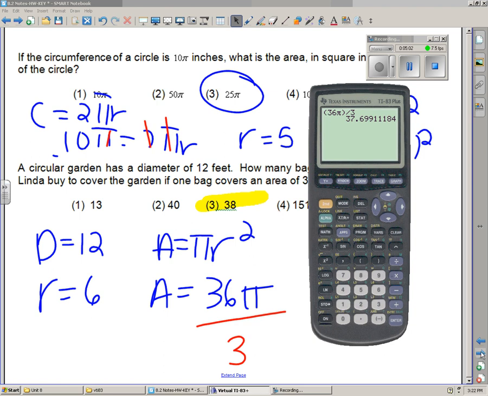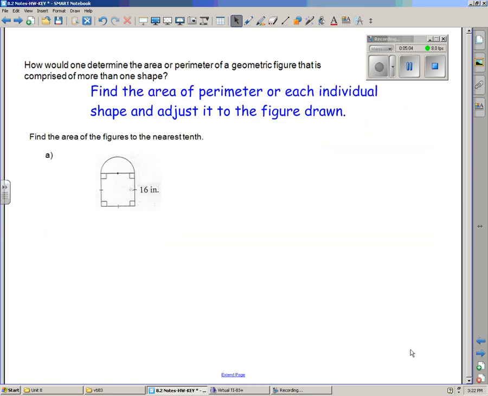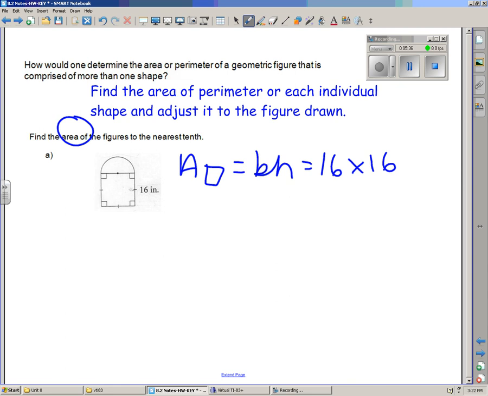All right, here's a question for you, and it's already filled in. How would one determine the area or perimeter of a geometric figure that is comprised of more than one shape? You have to find the area or perimeter of each individual shape and then adjust it to the figure that's drawn. On this problem you have a square and a semicircle, half of a circle. If I'm looking for the area, the area of a square is base times height, which is 16 by 16, so the area of the square is 256 inches squared.